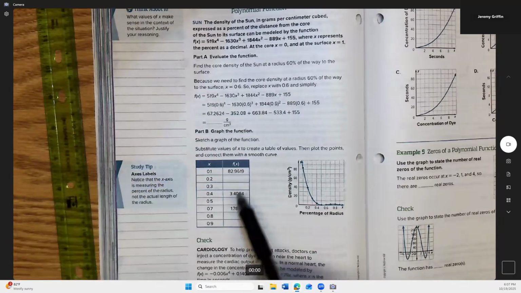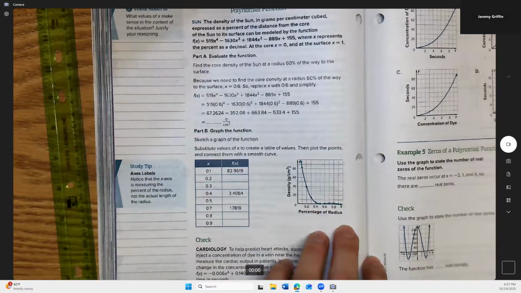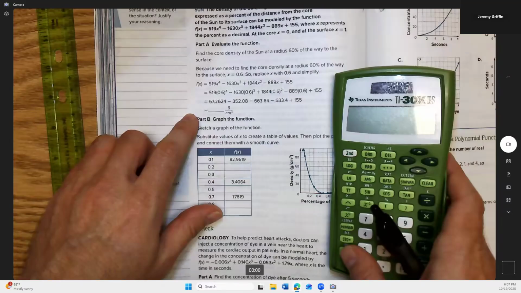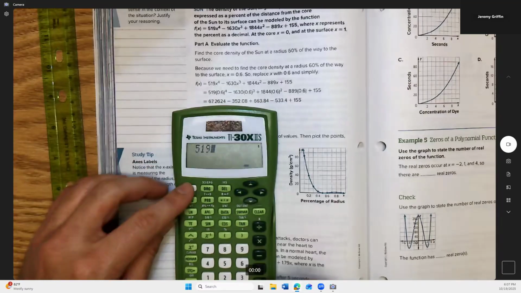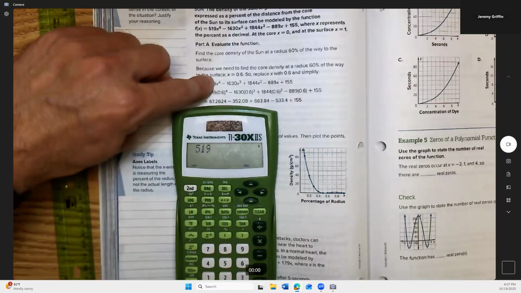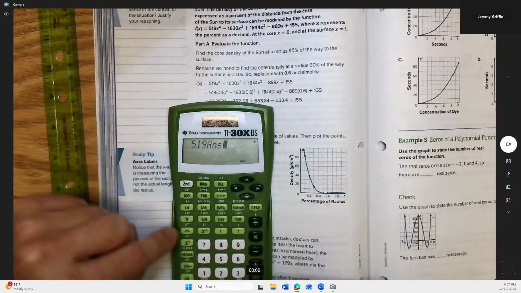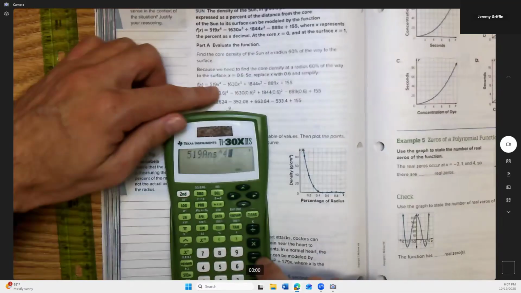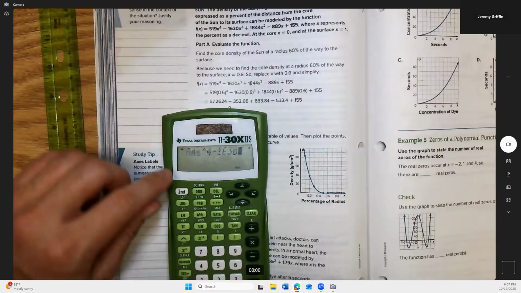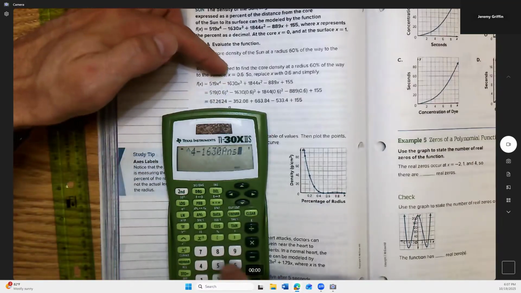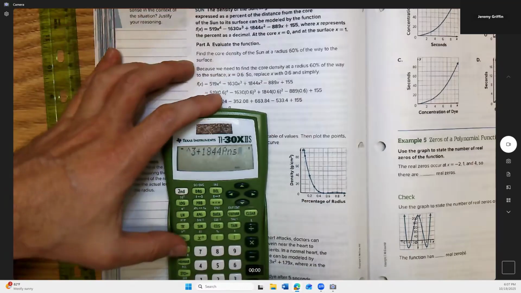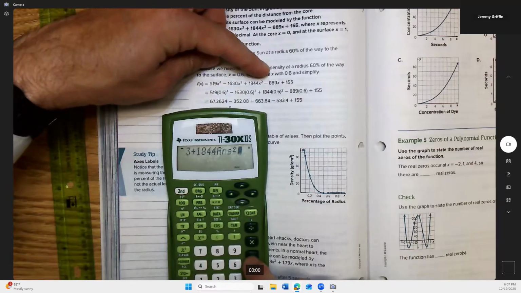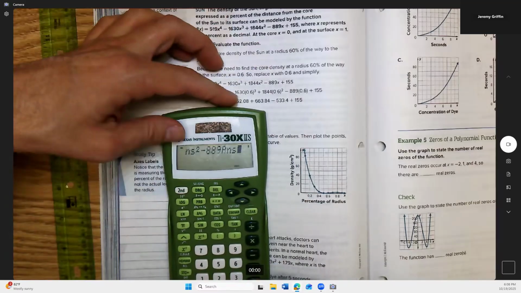All they did was plug in points over and over. Here, I'll plug in at least one of these for you guys. You guys can see this. So if I do 519, I'm going to do the trick that I've been showing you guys a few times. In place of x, I'm going to hit second answer, and I'll let that stand for x. To the power of 4 minus 1630 times answer to the power of 3, then plus 1844x squared, then minus 889x plus 155.